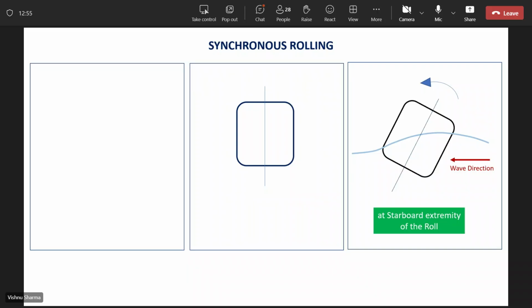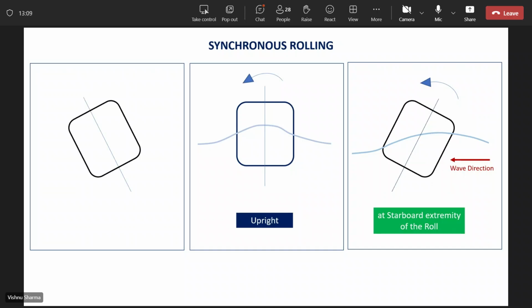When she reaches upright, the crest reaches in the center like this. And what happens now? Her ability to check the swing has reduced. Now she will heel to an excessive angle on the port side. Then, as she's about to start back, you again have the crest here. Half the period of the wave is done, and half the rolling is done.